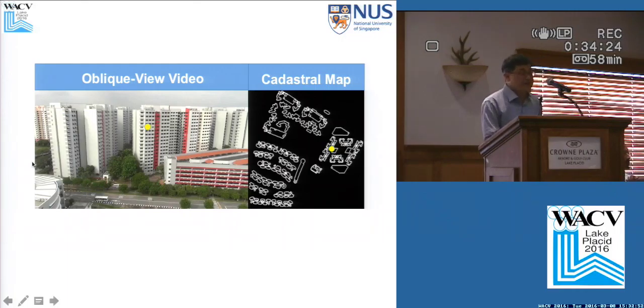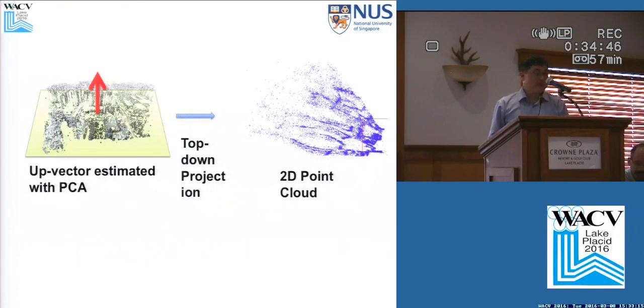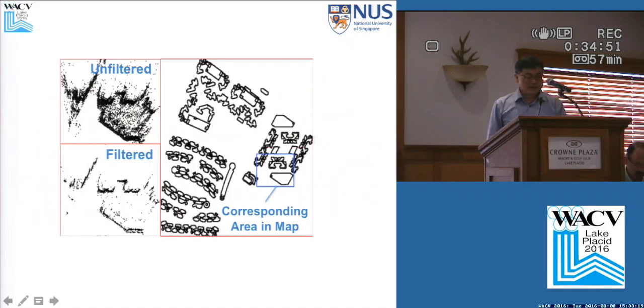So the way we do it is we do a structure from motion. We get the 3D point cloud. Then we use PCA to identify the vertical direction, and we squash the 3D reconstructed point cloud to the two-dimensional plane. We squash it in the vertical direction so that we can compare it with the XY plan view given by the cadastral map, right? So this is what we get after we squash it down to two-dimensional plane.